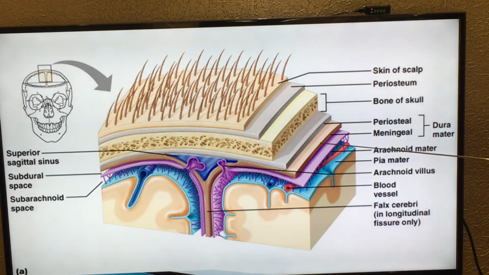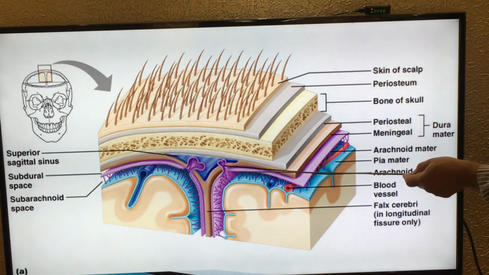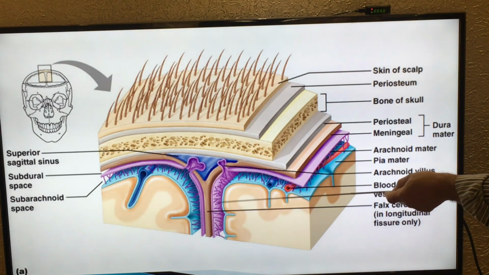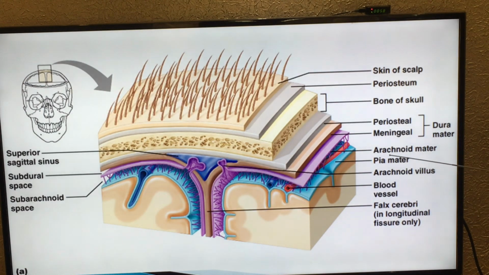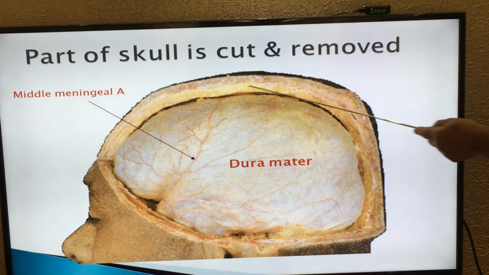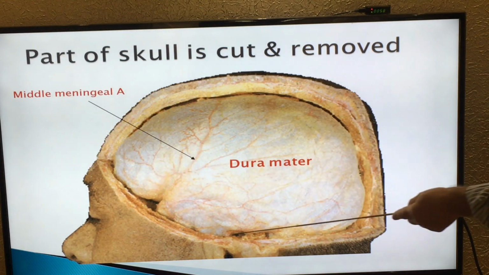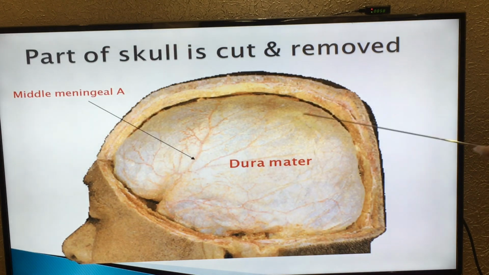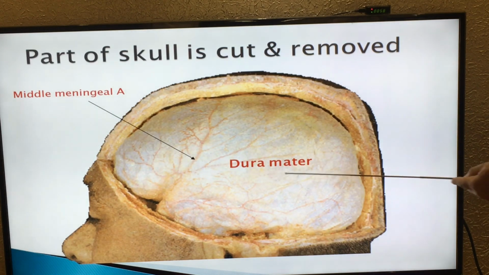Down to them, this one purple in color, we call it arachnoid, and this one blue in color, we call it pia mater. And then you can see this is the brain tissue. If we cut the bone of the skull, right away we are going to see the dura mater.